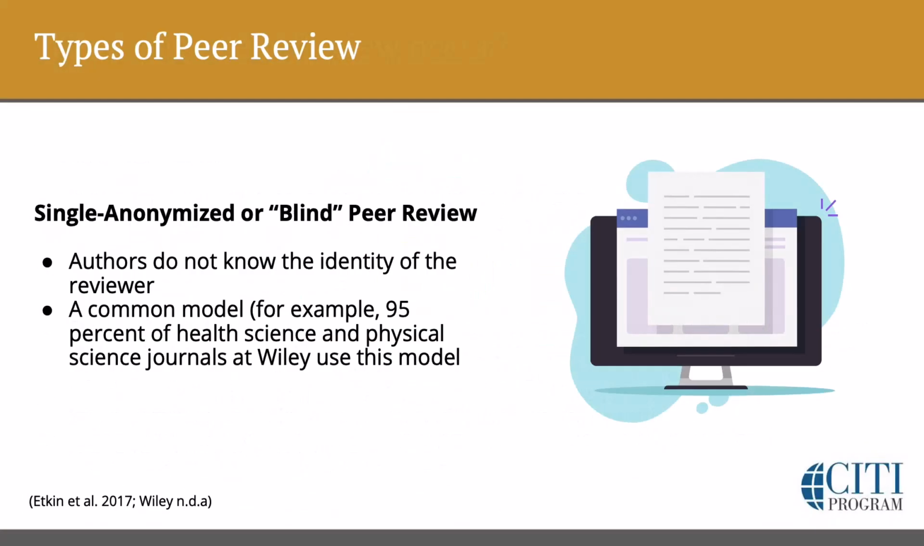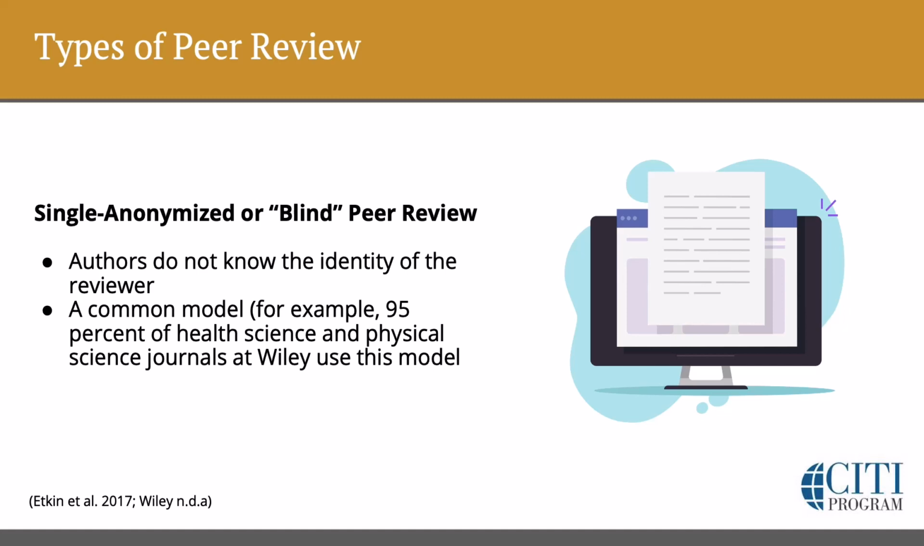So now we'll get into the different types of peer review. The first and a really common type of peer review is single anonymized or blind peer review. You might hear it referred to as single blind. Authors do not know the identity of the reviewer in single anonymized peer review. About 95% of health journals and physical science journals at Wiley use this model, just as an example of how common it is.